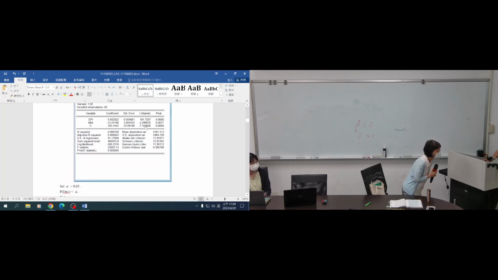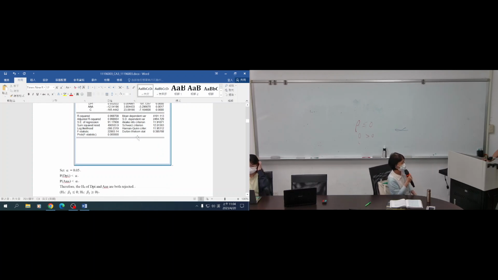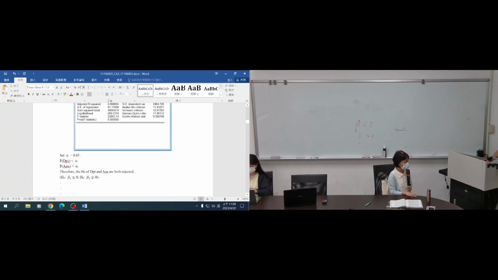And as you can see here, the probability part, it's all lower than 5%. Although it's one-sided, it's still lower than 5%. So therefore, officially, the expression like this one is not right.